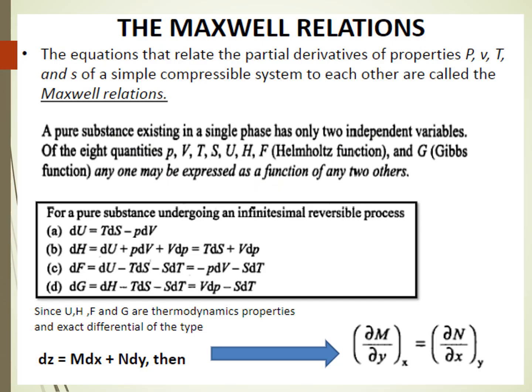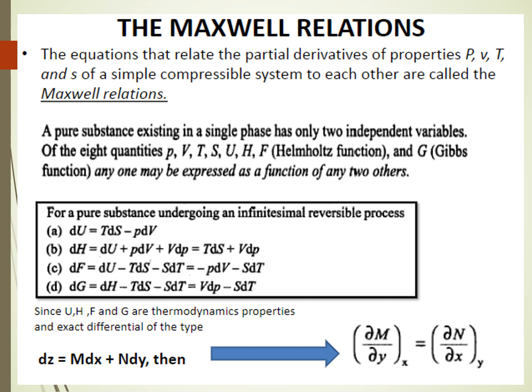So in this slide you can see the equation for the Maxwell relation. Here it is also given as the fundamental property relation. The equations that relate the partial derivatives of properties, that is P, V, T, which is pressure, volume, temperature, and entropy of a simple compressible system to each other, are called Maxwell relations. The Maxwell relations have four equations for internal energy, enthalpy, Gibbs free energy and Helmholtz free energy.